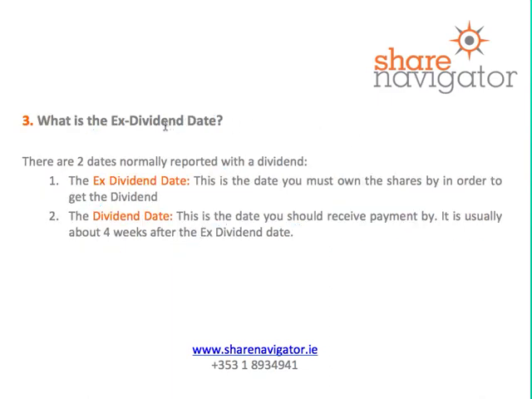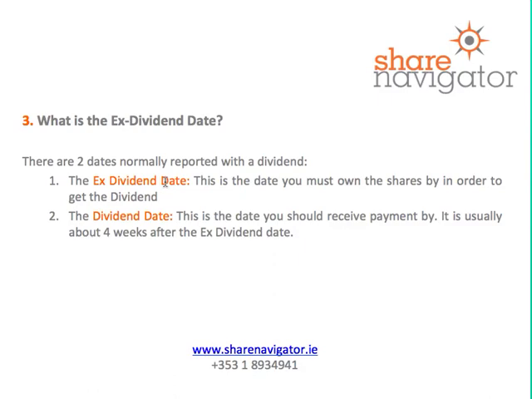So the ex-dividend date. When you look at a company on a financial website, for example, you'll see two dates for dividends. One is the ex-dividend date and the other is the dividend date, or sometimes it's known as the payout date. And the ex-dividend date is the most important one.